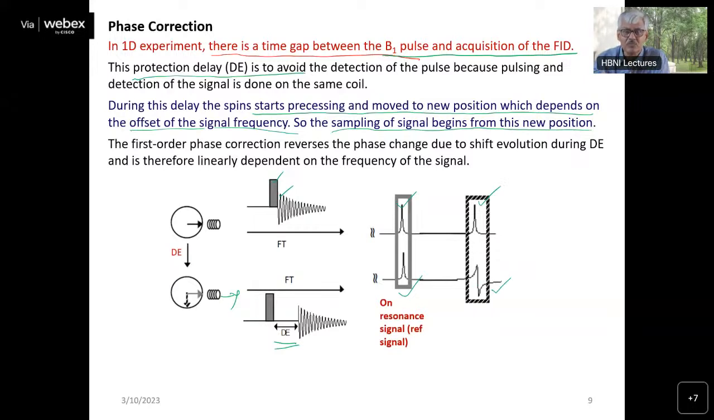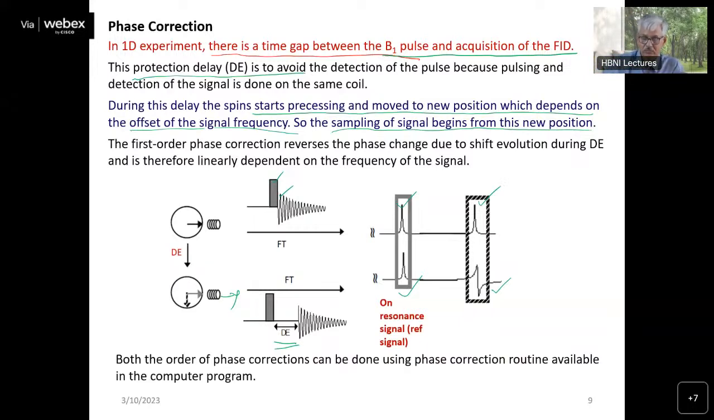That is the origin of the first order phase difference, and first order phase correction is done for it. It depends on how much that magnetization vector has moved from the y-axis, and that depends on the offset value. So that is why I told you the first order phase correction depends on the offset value of the signal. And as I told you already, these can be done using the routine available in the computer program of the NMR machine.